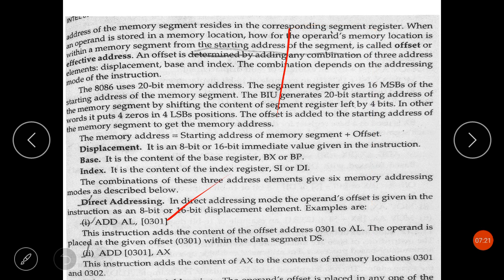So when an operand is stored in a memory location, how far the operand's memory location is within a memory segment from the starting address of the segment, I told you that is called offset, or you can also call it the effective address.